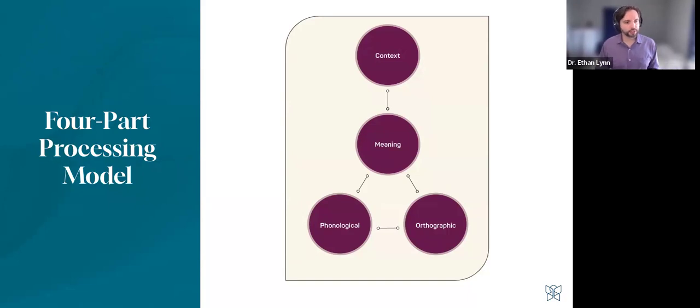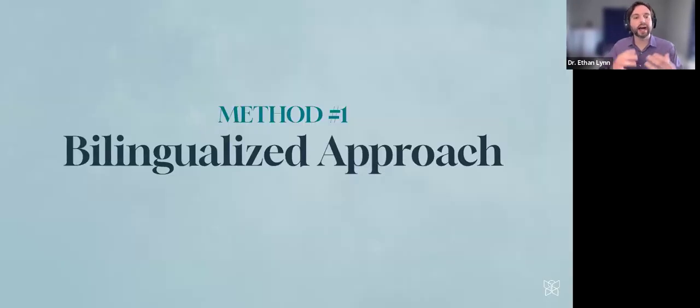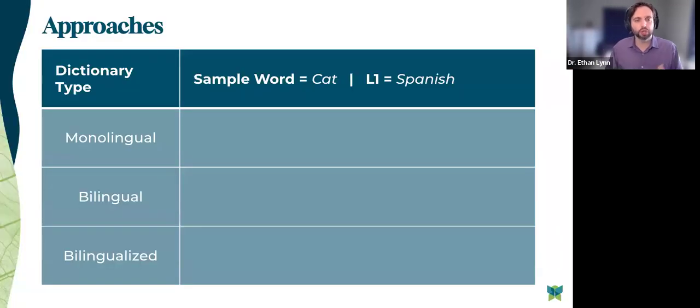So let's jump into our first approach here, and this is the bilingualized approach. So not a typo, but bilingualized approach. And in order to understand this, I want to contrast or to show 3 different approaches to learning words. So the first one is going to be a monolingual approach, a bilingual approach, and then we'll ultimately end with our bilingualized approach. For this example, our sample word is cat, and the language that we're coming from is Spanish. So we're going from Spanish to English. That is the L1 there.